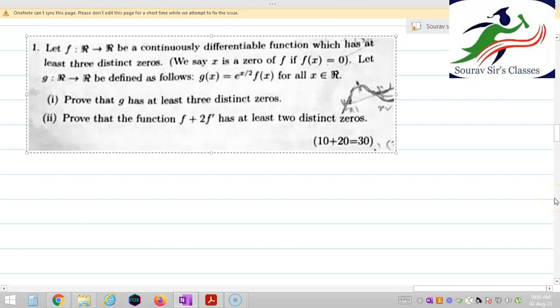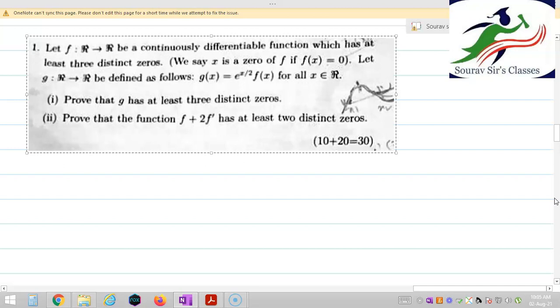It is known to us that f(x) has at least 3 distinct roots. Let g from R to R be defined by g(x) equal to e to the power x by 2 times f(x) for all x belongs to R. What is g(x)? g(x) is equal to e to the power x by 2 into f(x) for all x belongs to R. Prove that g has at least 3 distinct zeros.